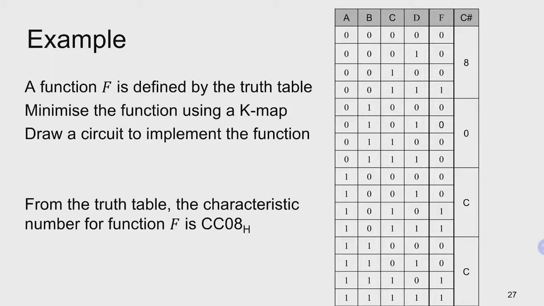This is another example. So this is now moving into 4 variables. We have A, B, C, and D as the inputs, and then the output is F, which is the Boolean function. This is given in a truth table, and I also list down the characteristic number of this function in hexadecimal, which is CC08.